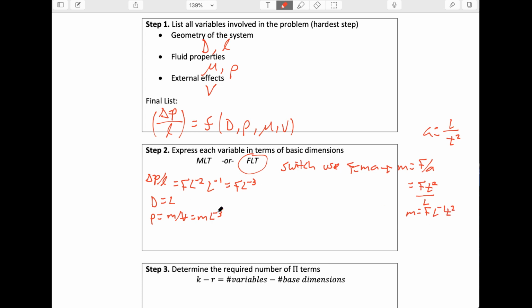And so we replace this mass with what we just came up with, and it gives us force length to the minus 1 time squared, and then the length to the minus 3 that we started with, and so we can simplify that a little bit to be force length to the minus 4 time squared.